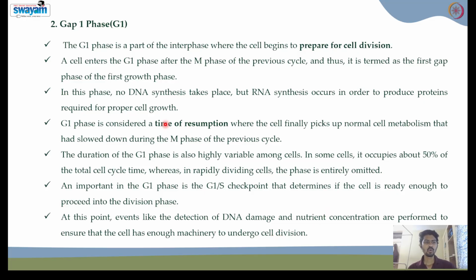division. So as we have seen, the G naught phase is a resting or quiescent phase, but they are metabolically active. Whereas in the G1 phase, what we have seen, it prepares the cells for their division. So it prepares all the precursors that are needed for the cell division.